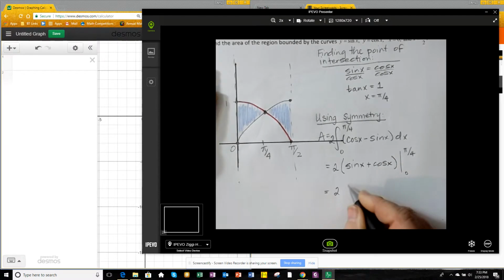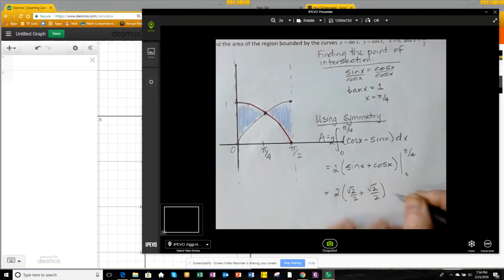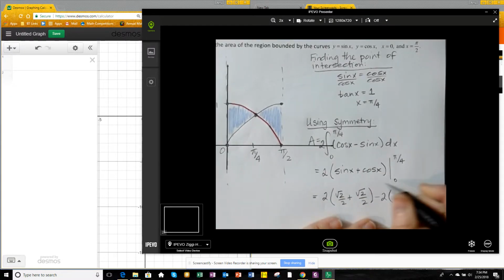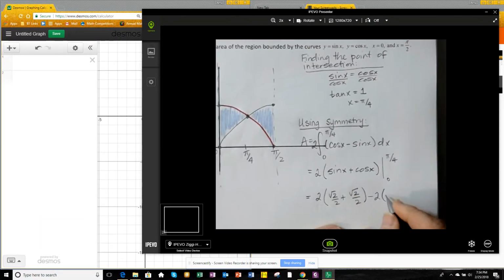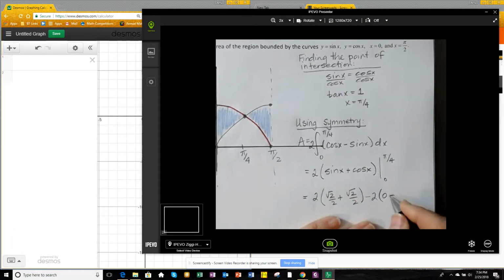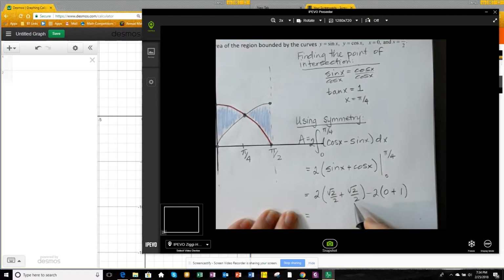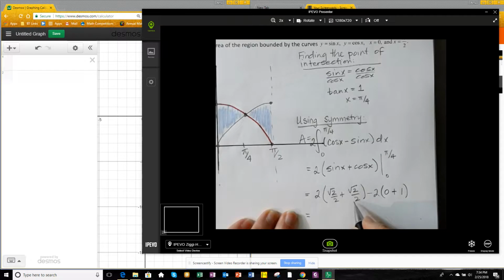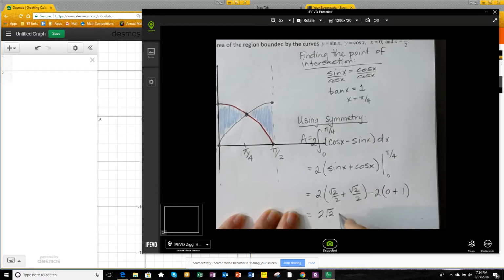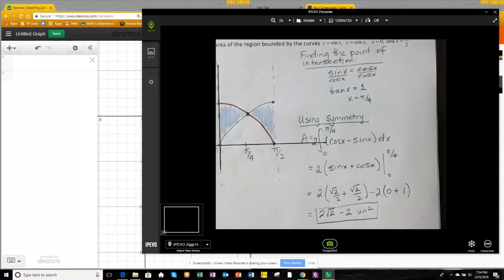So let's plug in the sine of pi over 4. Well, that's just root 2 over 2, plus the cosine of pi over 4, which is root 2 over 2, minus 2 times, what happens when we plug in 0? The sine of 0 is 0, plus, I'm sorry, the cosine of 0, which is 1. So this is going to be 1/2 root 2 over 2 plus 1/2 root 2 over 2 is just 2 root 2's over 2, which is 1 root 2 over 2, times 2 is 2 root 2 minus 2 units squared, and that would be the area between those two curves.